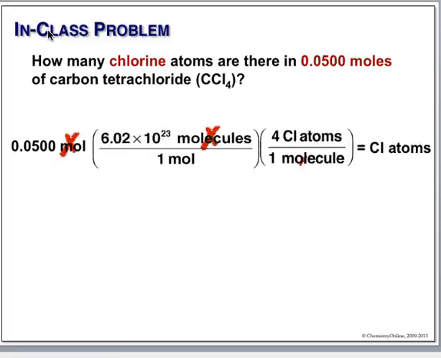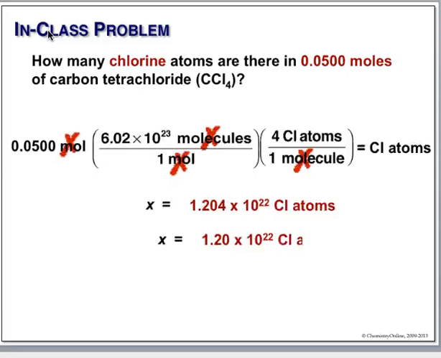0.05, 6.02 times 10 to the 23rd times 4, 1.204 times 10 to the 22nd. We are at 3 significant figures. Oh no, I'm sorry. Oh, that's right, 3 significant figures, 1.20.